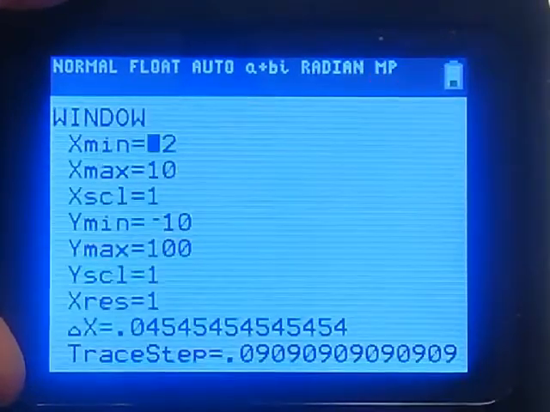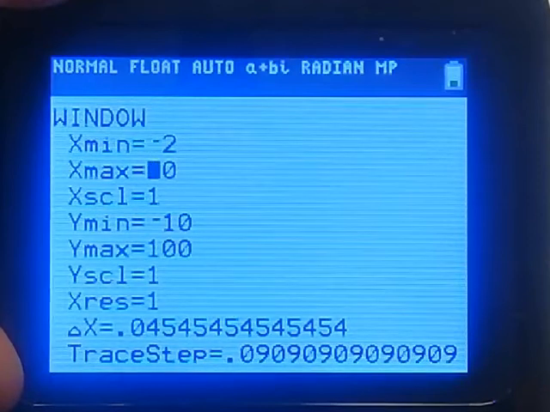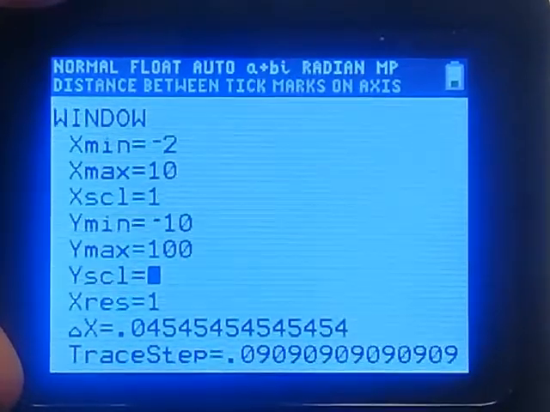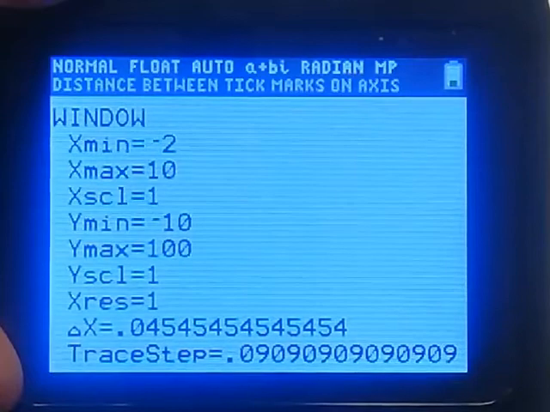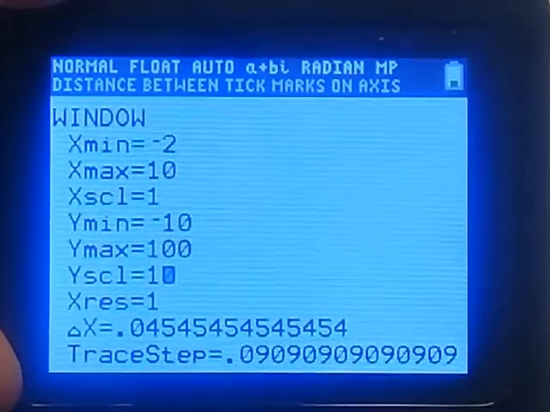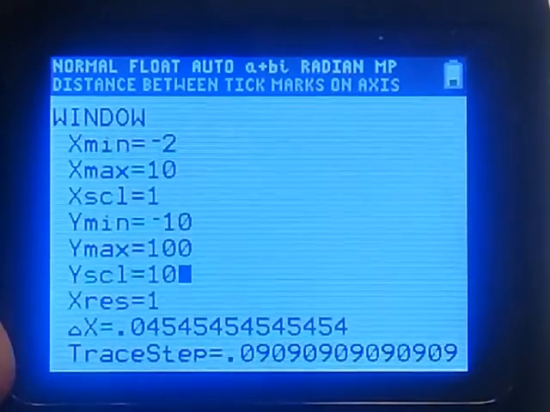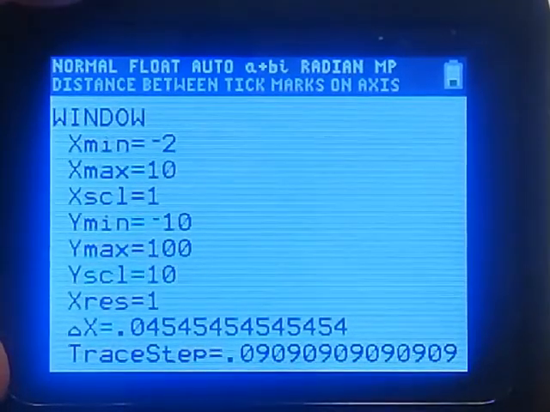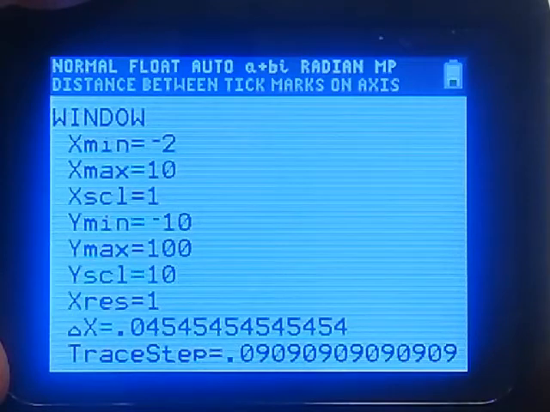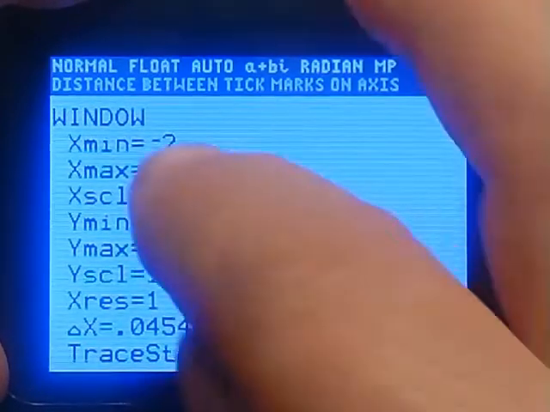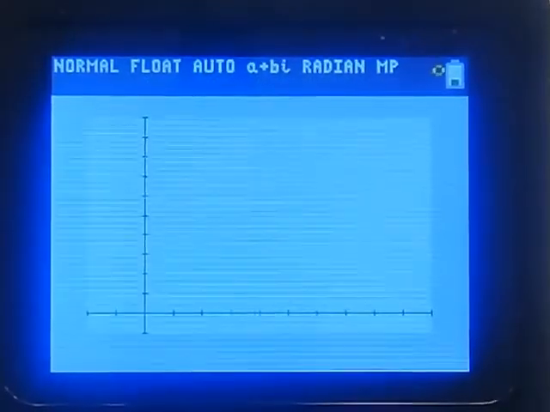So I'm going to go Window. Let's change my y scale. If I'm going all the way up to 100, if I divide that by, say, 10, that gives me a tick mark every 10 units. 10 divided into 100 is 10. That'll give me fewer tick marks, and it should look a little bit better. So change my y scale to 10. I'm going to leave the x scale the same.